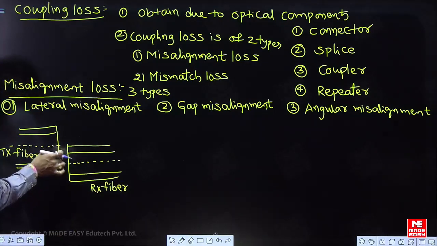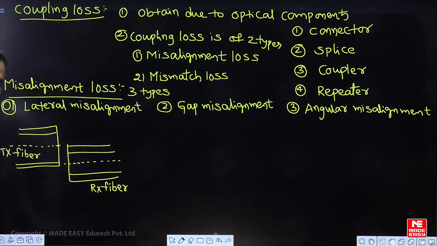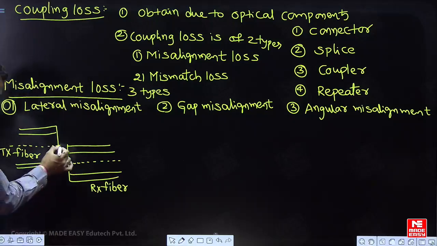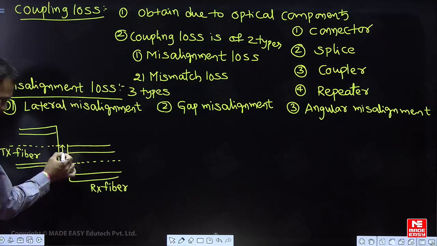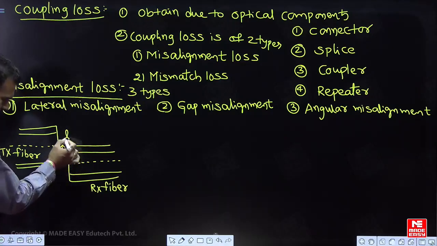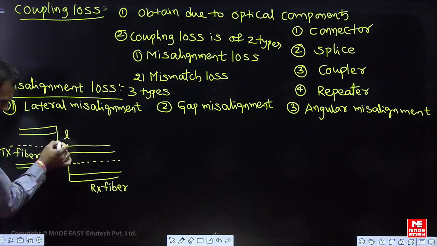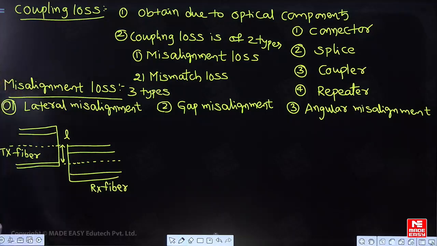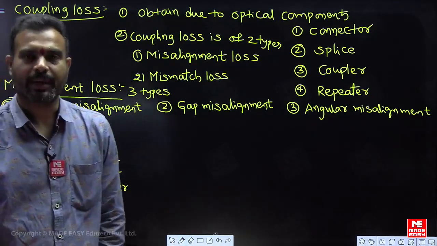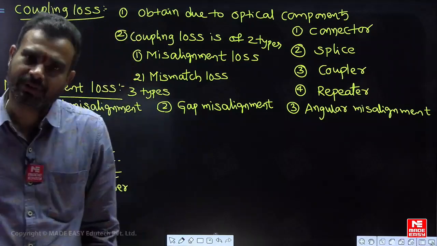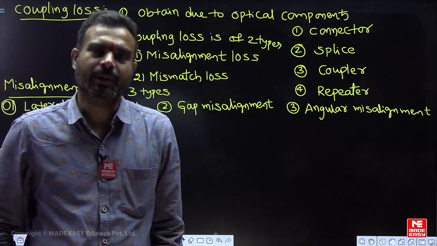Both are not on the same axis, they are not lateral, and the difference between them is called L. I am writing here that the difference between them is L. L stands for lateral. They are not aligned to each other on the same axis, and this creates a loss called alignment loss.